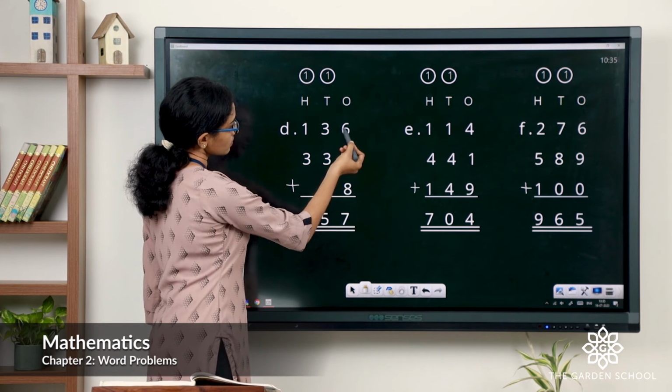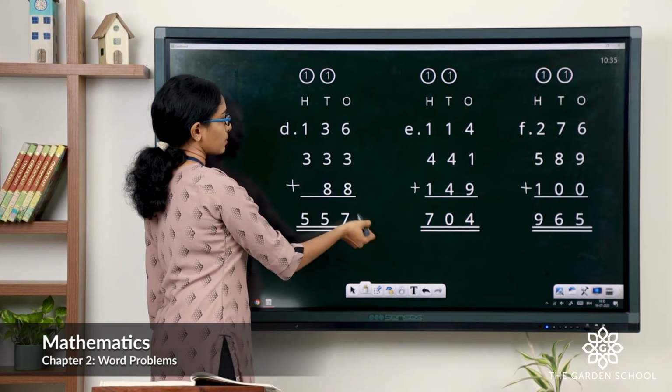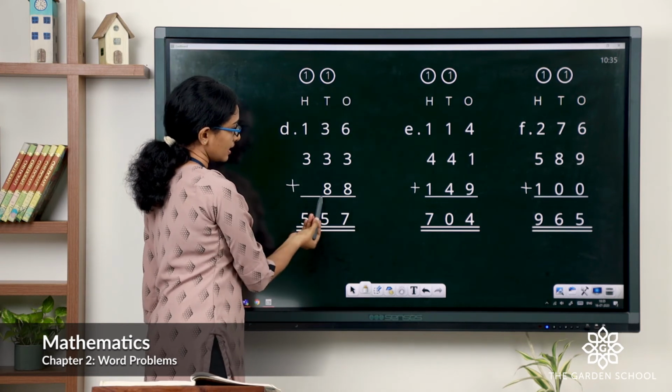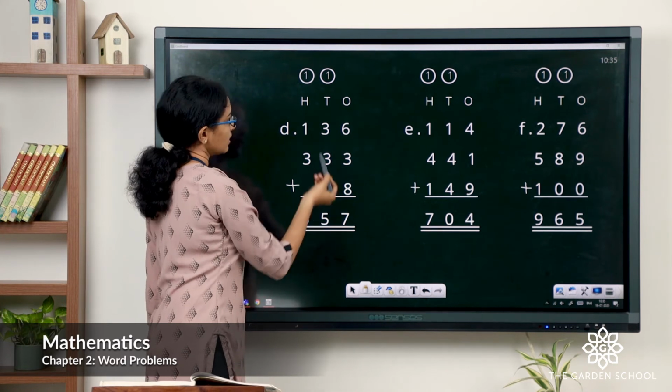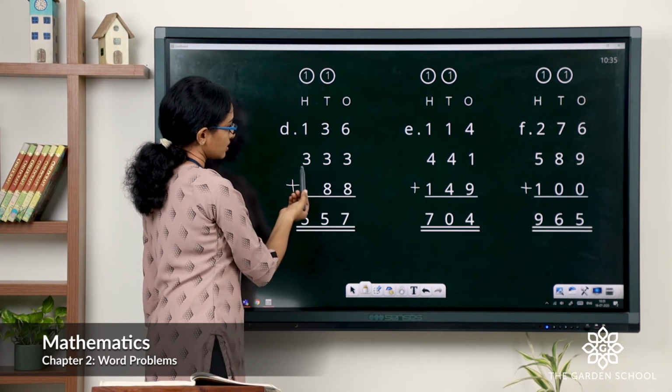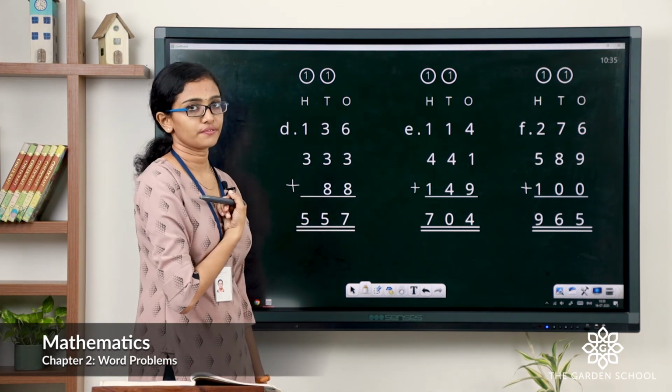So it is 8 plus 3, 11 plus 6, 17. 7 ones here, 10 here. 8 plus 3, 11 plus 3, 14 plus 1, 15. 1 here. 3 plus 1, 4 plus 1, 5. So the answer here is 557.